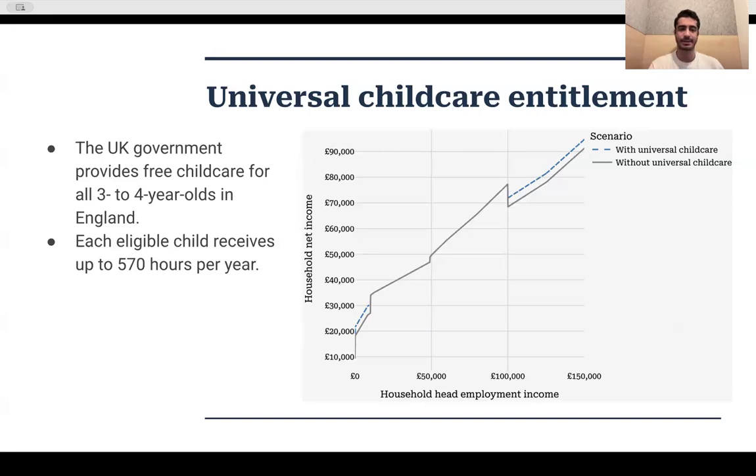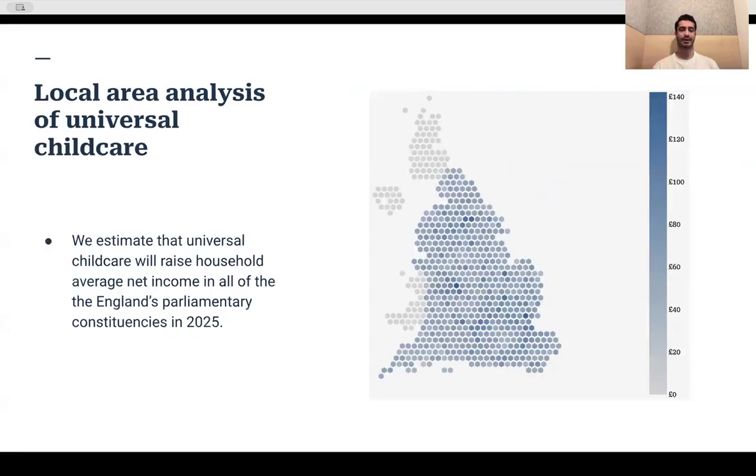And yeah, let's see the local area analysis of universal childcare. And again, you can see the effect of the change, the average change in household net income for each constituency in England. And again, this program is only available in England, so there is no effect in Wales, Scotland and Northern Ireland.